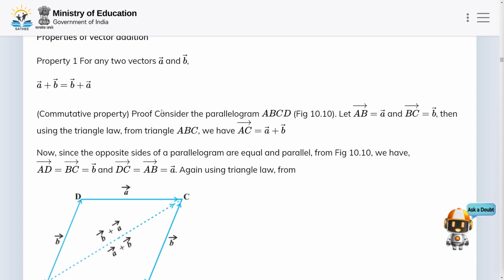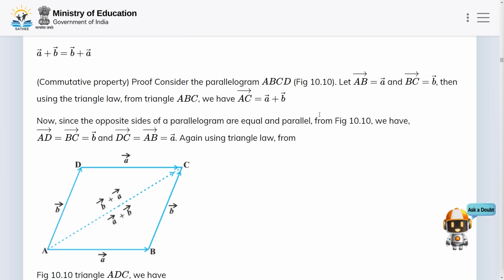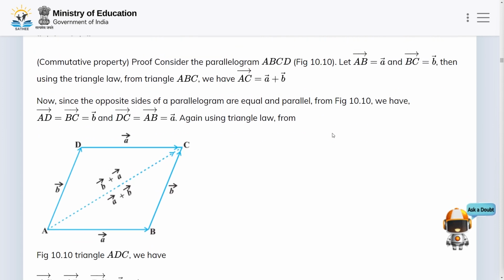Clear? Now, properties of vector addition. The commutative property holds that if you add A first and B later, this will give you the same result as if you add B first and A later. Okay, now the proof. You have a parallelogram ABCD. You can refer to this diagram. AB vector is represented by small a vector, BC vector by small b vector. Then using the triangle law, from triangle ABC, we have AC vector equal to vector A plus vector B.